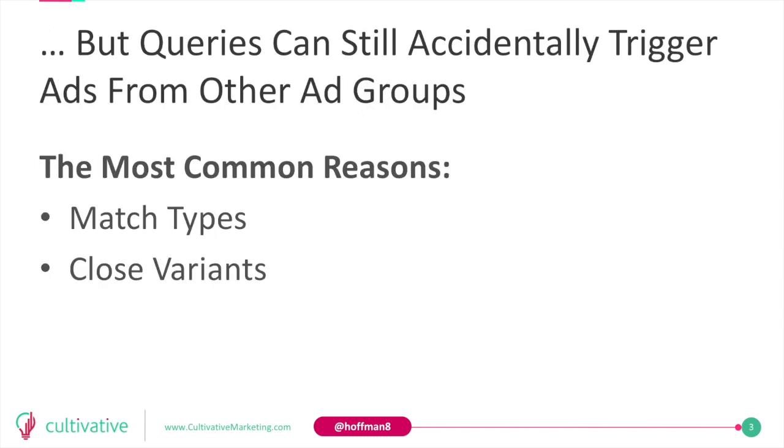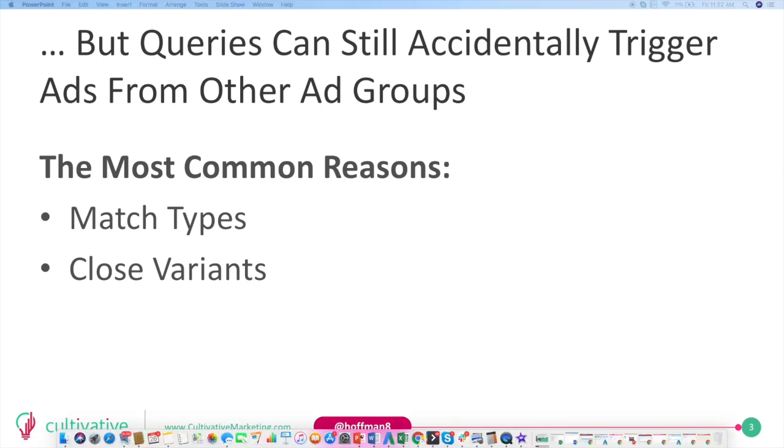Unfortunately, queries can still accidentally trigger ads from other ad groups, and the most common reasons for this are match types. So, of course, phrase match and broad match keywords can map to a lot of different queries, and then also close variants. So even exact match keywords can now map to queries that don't exactly match them. So let's look at an example of this.